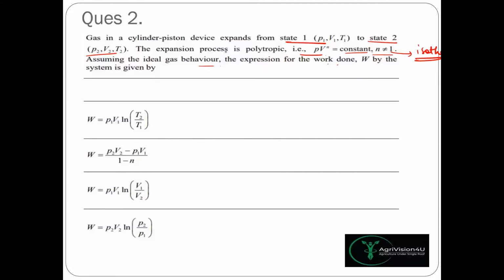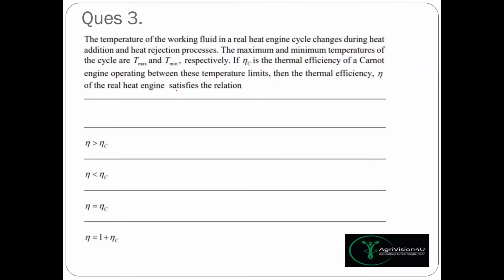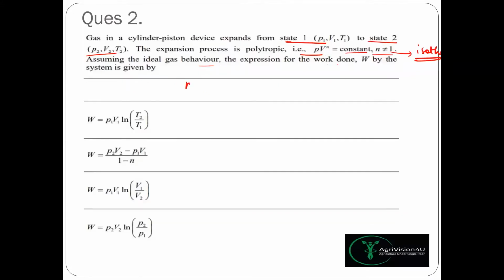Now, it's given that PV to the power n is equal to constant. And we know the work done for a closed system, we are assuming an ideal case. Then in that case, the work done would be equal to integration of P dV, right? So what we can do over here, we can replace this P by C by V to the power n.